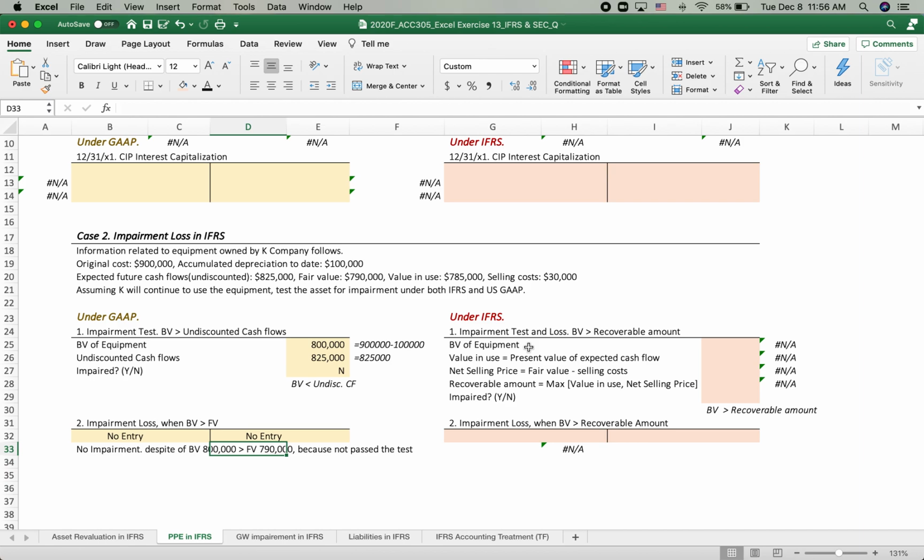But under IFRS, we need to check whether the book value is greater than the recoverable amount, which is the max of value in use or net selling price. So let's go step by step. The book value of the equipment, again, is $900,000 minus $100,000 depreciation to date, so 800 is the starting point. And then how much is the value in use? We have a given number, $785,000 present value in use, which is different from the undiscounted future cash flow of 825. Don't put $825,000 in value in use. That is the present value of expected cash flow.